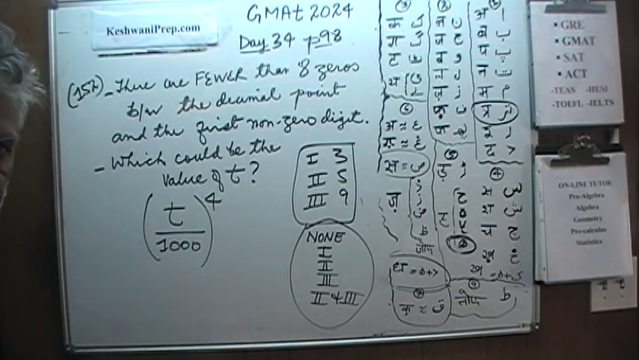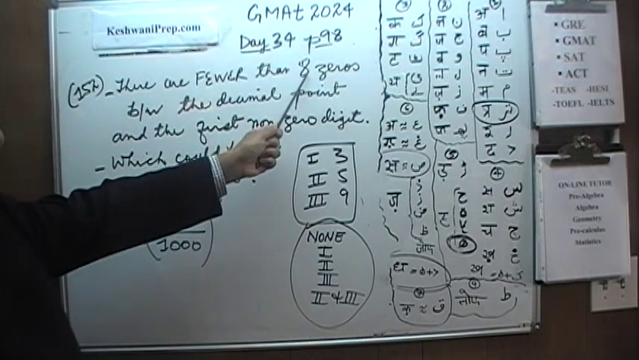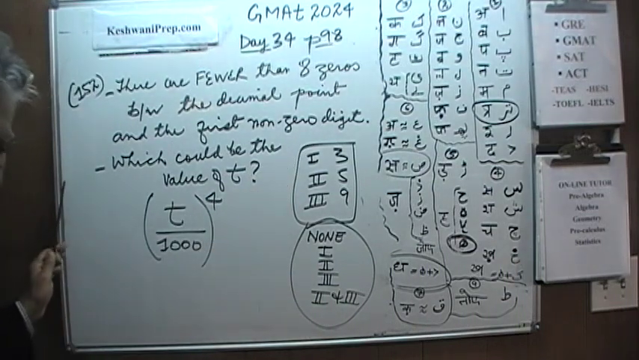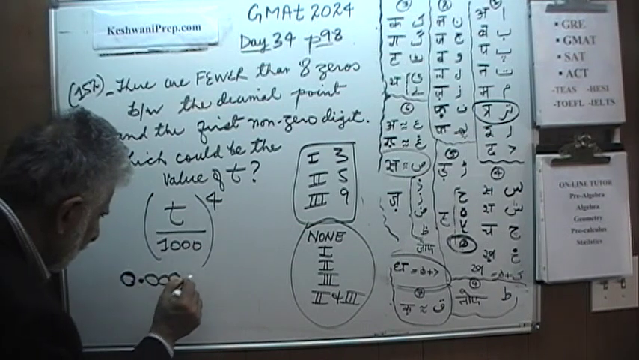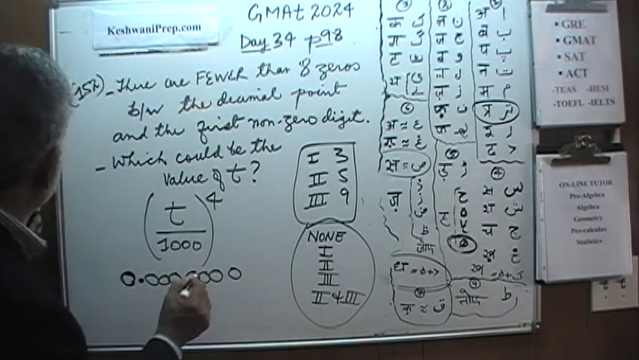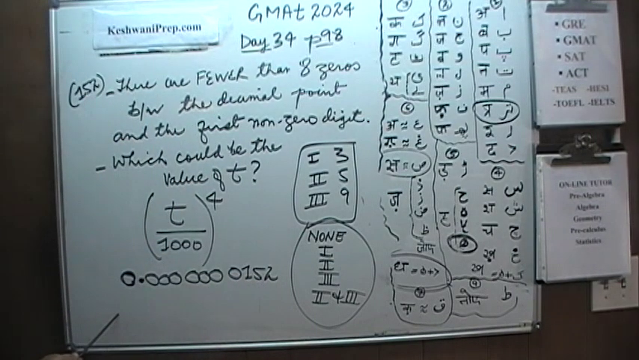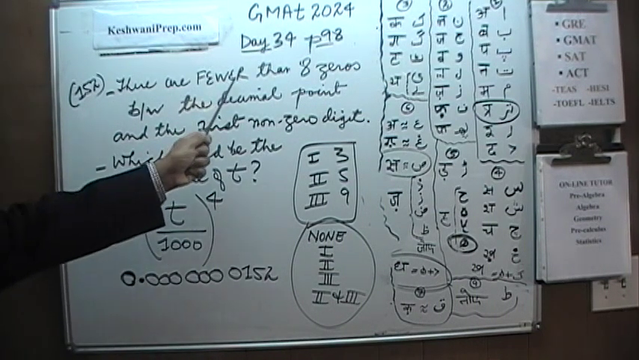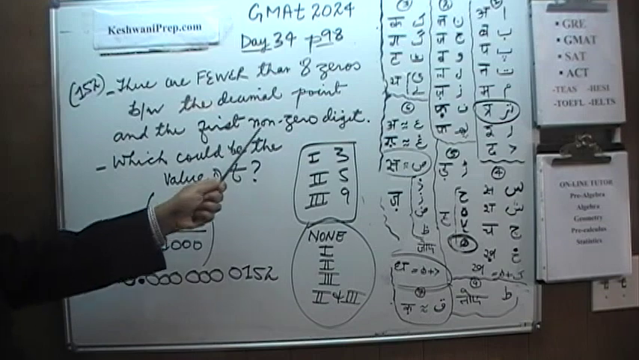Okay? And before I stop talking, let me explain to you exactly what I mean by there are fewer than 8 zeros between the decimal point and the first non-zero digit. Let me give you an example of it. For example, here we go. Here's the decimal point: 0, 0, 0, 0, 0, 0, 0, 152, because it's question number 152. If you had a quantity like this, this is what they're talking about, because this quantity has fewer than 8 zeros between the decimal point and the first non-zero digit.